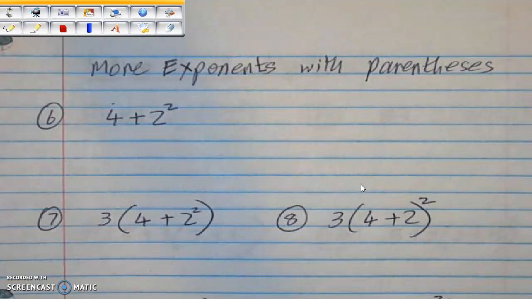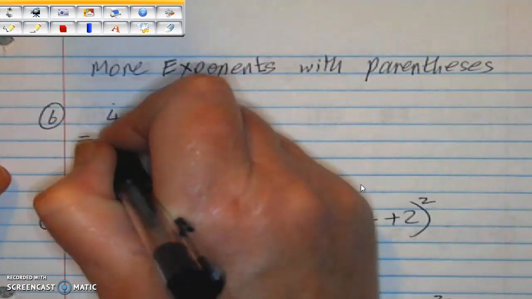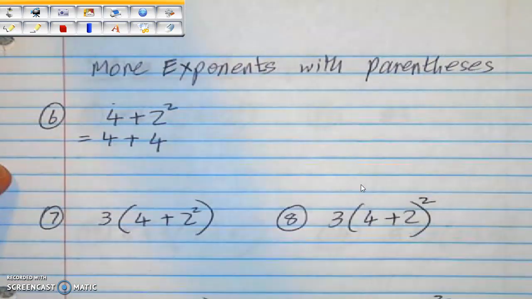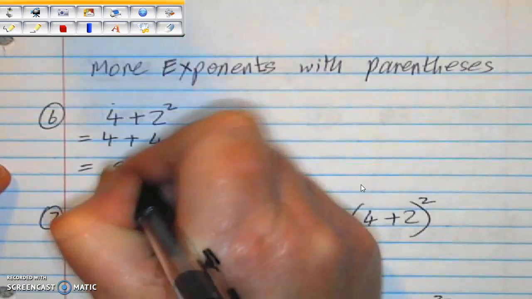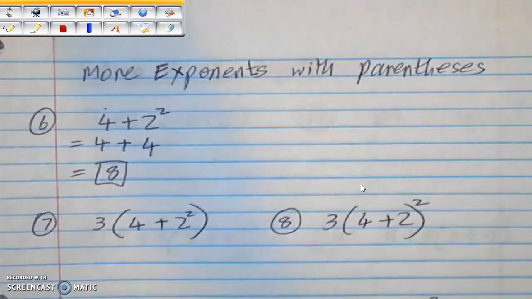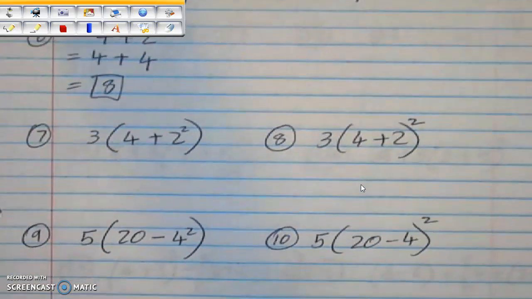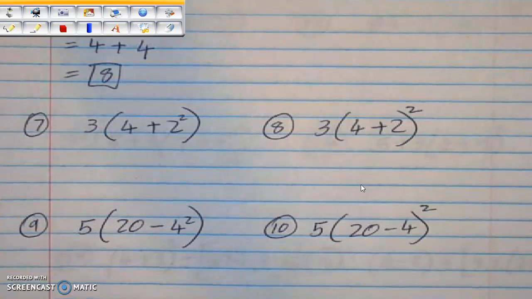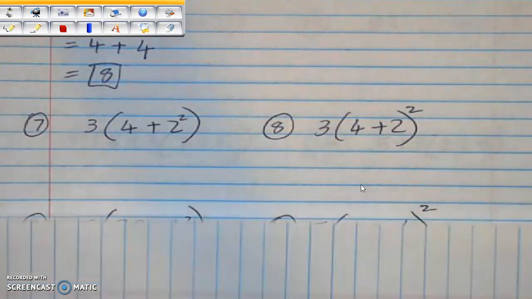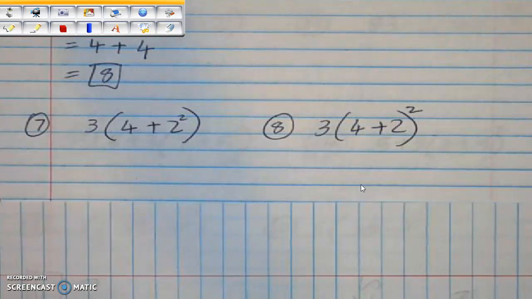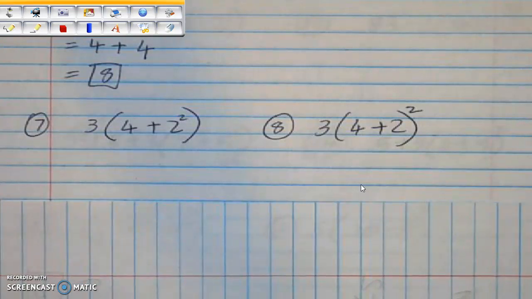Problem number 6, you're going to square the 2 first because squaring comes before addition. So this one becomes 4 plus 4 because 2 times 2 is 4. And so the answer is 8. Now, the next 2 problems introduce something new. So I would like you looking just at number 7 and number 8. They look very much the same. I want you to look at them closely. There's an important difference.